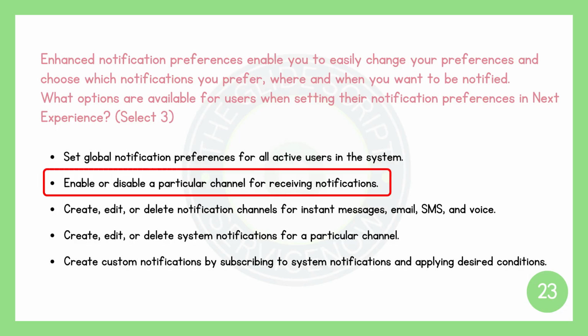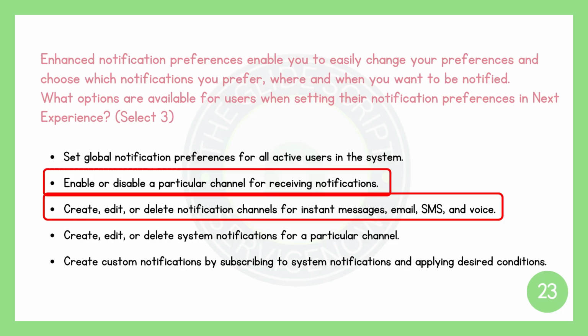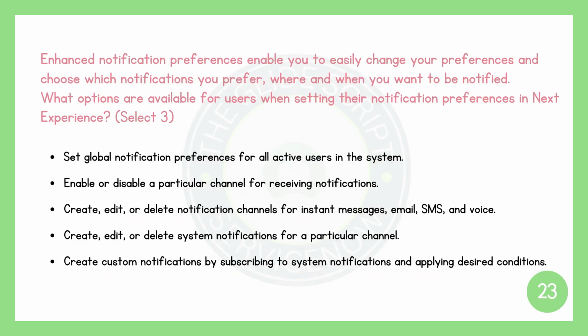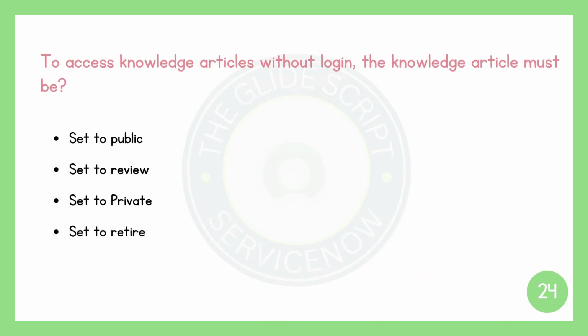Second correct option is to create, edit or delete notification channels for instant messages, emails, SMS and voice. And then the last option, create custom notification by subscribing to system notifications and applying desired conditions. So these three options are the correct options. Remember this. Next question is to access knowledge articles without login.